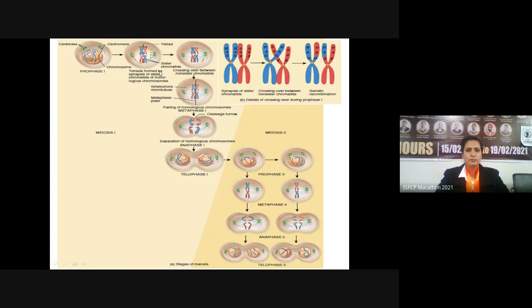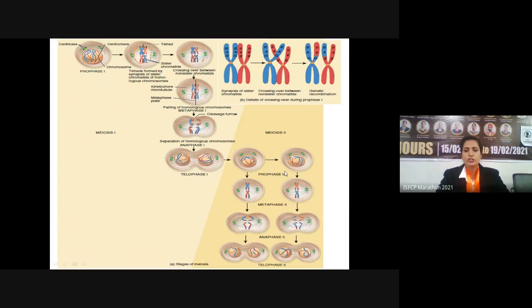After the crossing over takes place, then comes the metaphase. In this phase, these chromatids come to the center of the cell, and after that their division will take place. They will be pulled apart with the help of the centrioles and the mitotic spindles. This pulling apart will cause the separation of the homologous chromosomes. Homologous means same chromosomes. So they will be separated. It will be completely separated in the telophase, and what we see in the telophase is that the nuclear membrane will again reform.